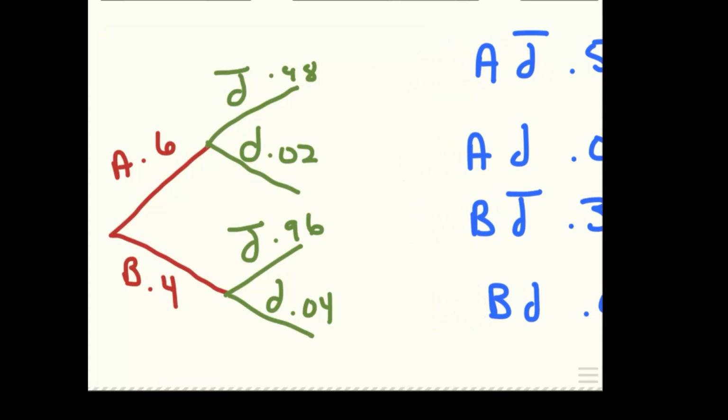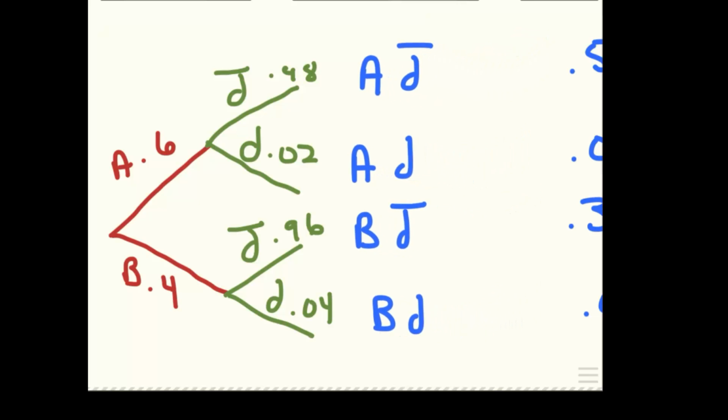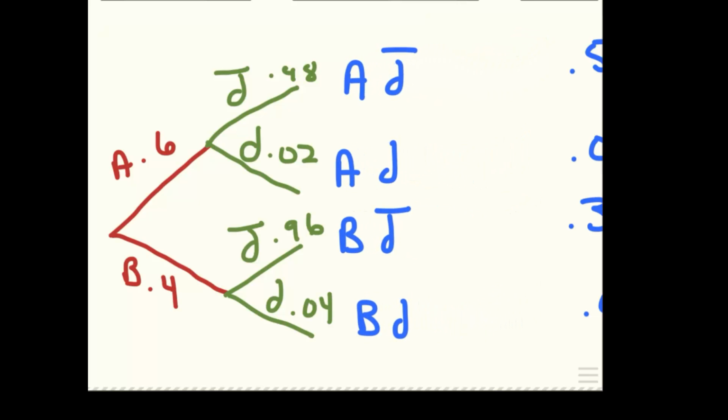Of those made by A, 2% are defective. That's my D right here. And 98%, I know that looks like a 4, that's a 98%, are not defective, or good. And for machine B, 4% defective, 96% good. And so now we're just following through the path here.